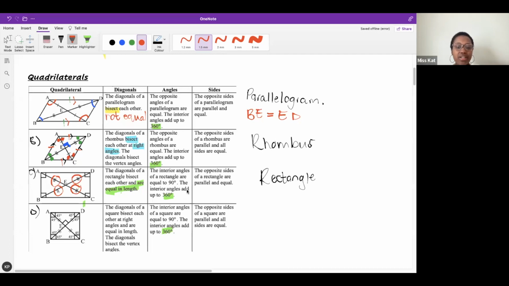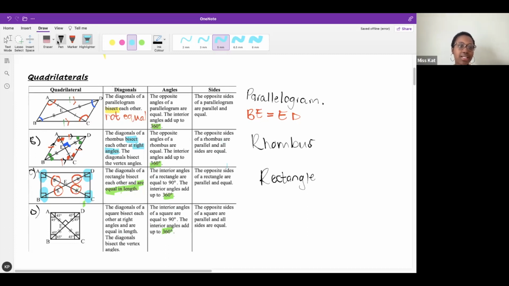Okay, the interior angles are all 90 degrees. Look at the corner. Do you see that? Those symbols are showing us that all the angles in a rectangle are what? 90 degrees. And then last but not least, the opposite sides of a rectangle are equal and parallel. That is the same as for a parallelogram.